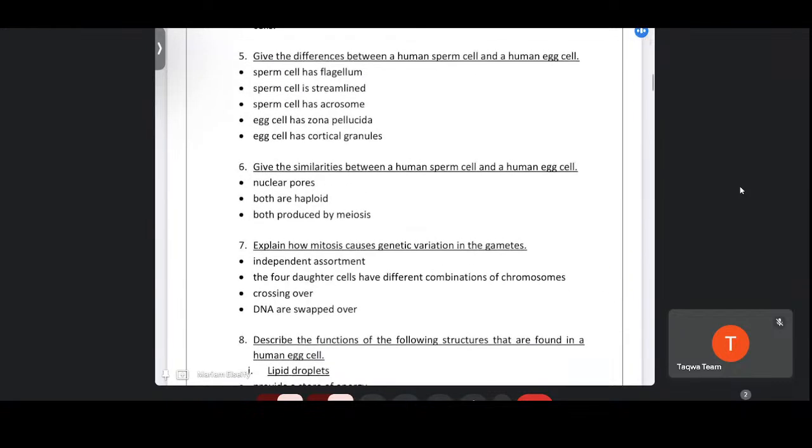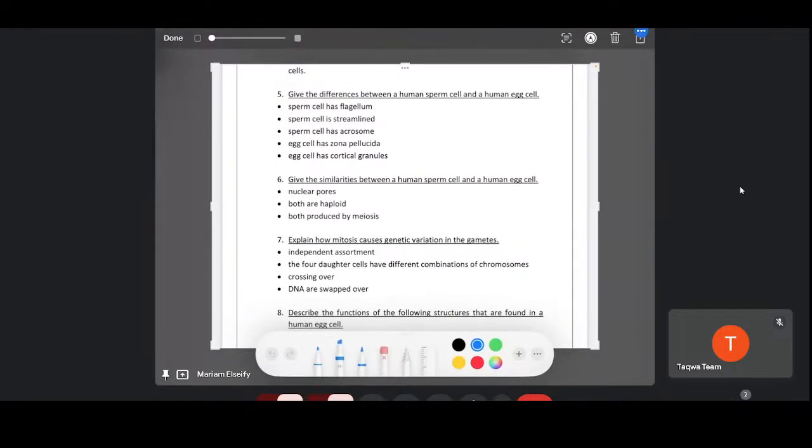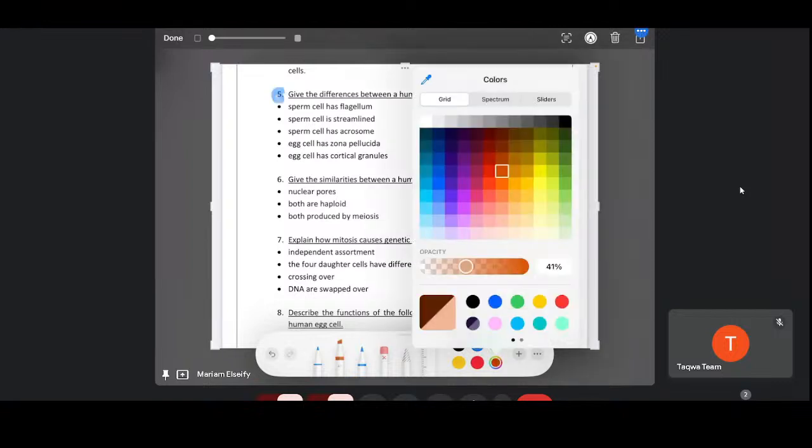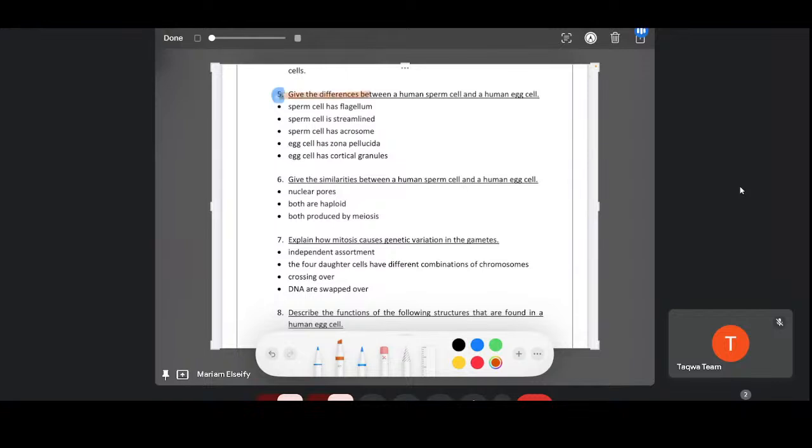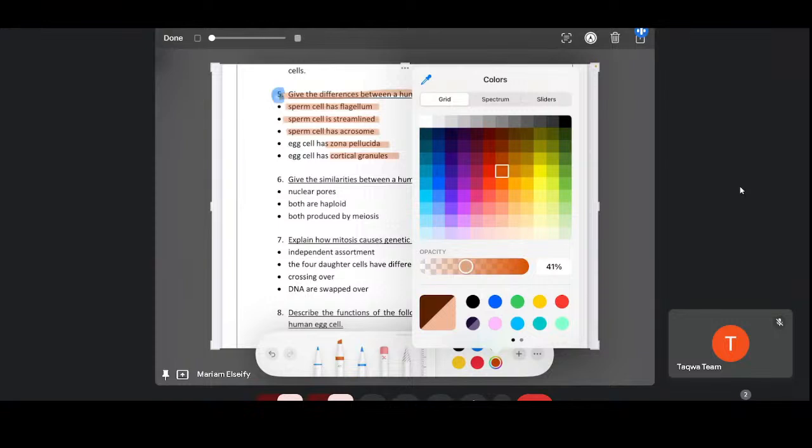Let's now cover the 5th, 6th and 7th most important questions you'll ever see in Unit 2. Question number 5. Let's change the color, choose this one. Great. Give the differences between a human sperm cell and a human egg cell. The human sperm cell has a flagellum, is streamlined, and has an acrosome, while the human egg cell has a zona pellucida and cortical granules.